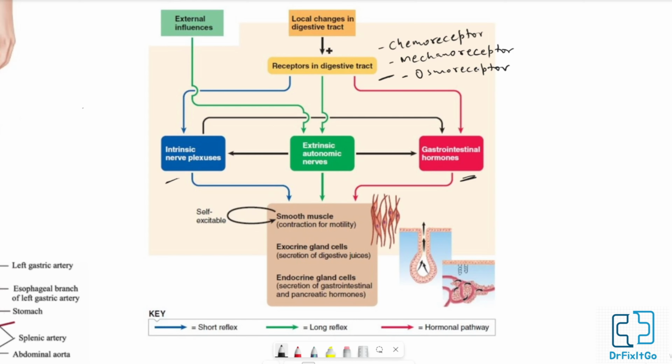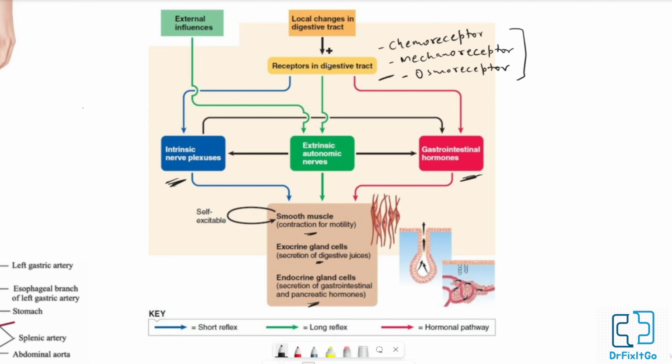Osmoreceptors are sensitive to the osmolarity of luminal content. Stimulation of these receptors elicits neural reflexes or secretion of hormones, both of which alter the activity level in the digestive system's effector cells. These effector cells include smooth muscle cells for modifying motility, exocrine gland cells for controlling secretion of digestive juice, and endocrine gland cells for varying secretion of GI hormones.